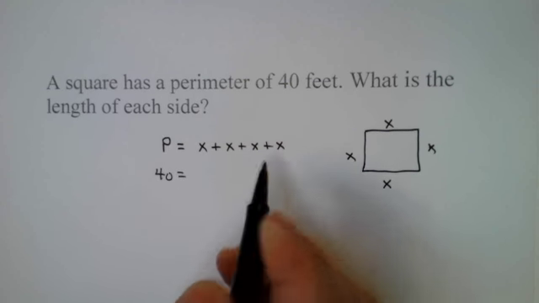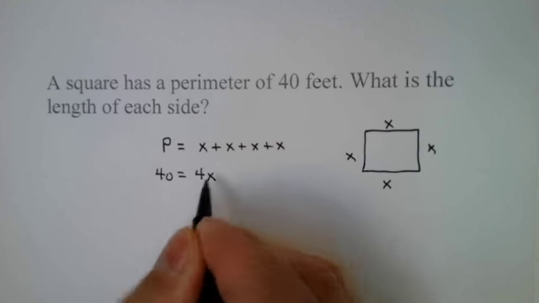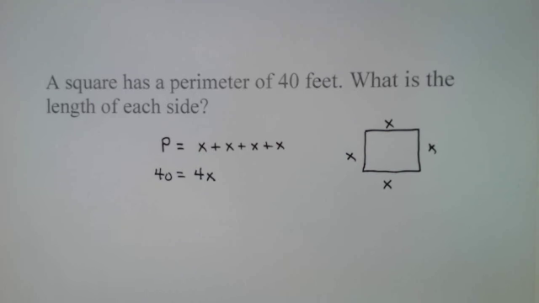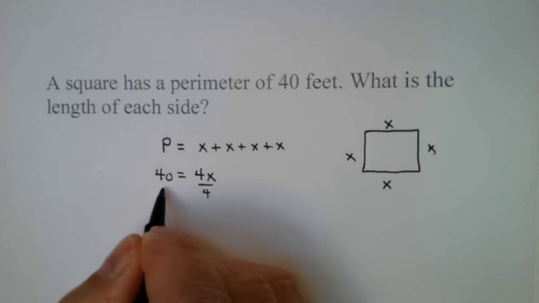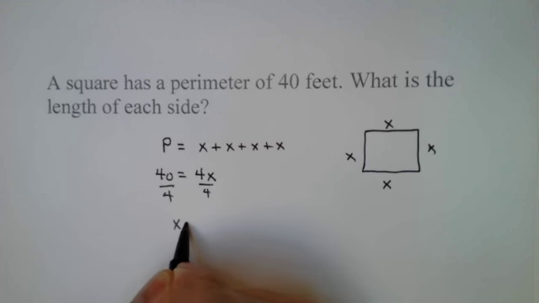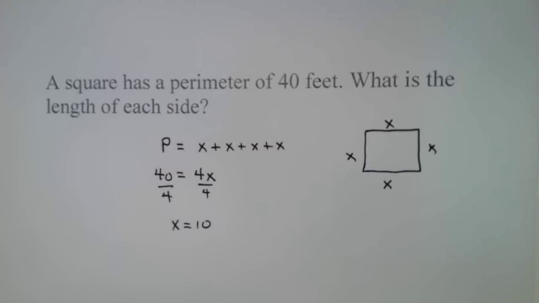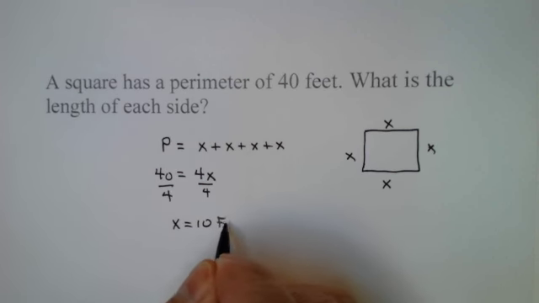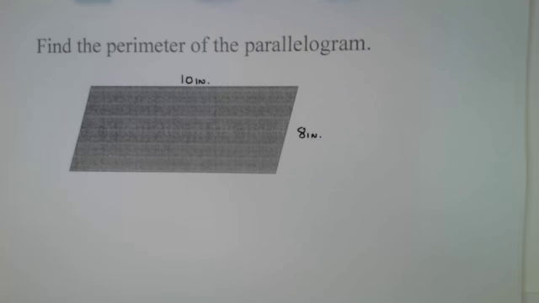If I combine like terms here, I get 4x. Now I've got an equation I can solve. Divide both sides by 4. X is equal to 10. And remember, make sure you put the units. 10 what? 10 feet.